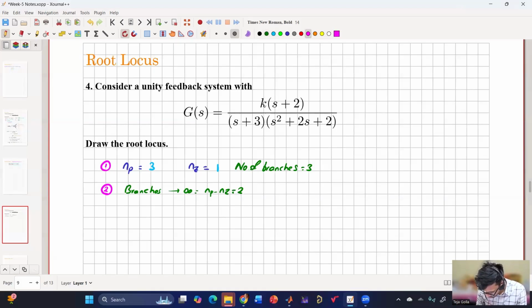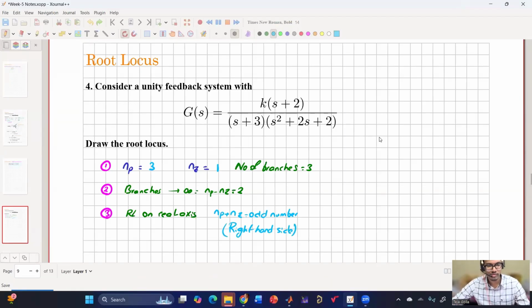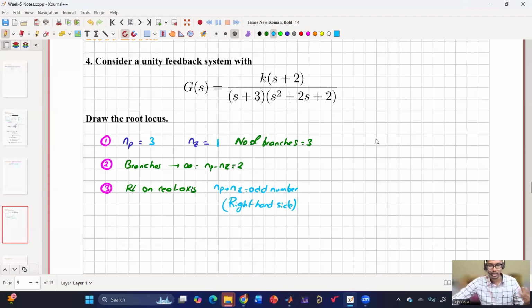And then rule number 3 is we have to see the root locus on the real axis. On the right hand side, the summation of number of poles plus number of zeros should be an odd number. Yes, sir. So we'll do this same set of sequence for all the problems. It will also revise all the rules, so you will be learning the rules by heart once we do it like in a loop.